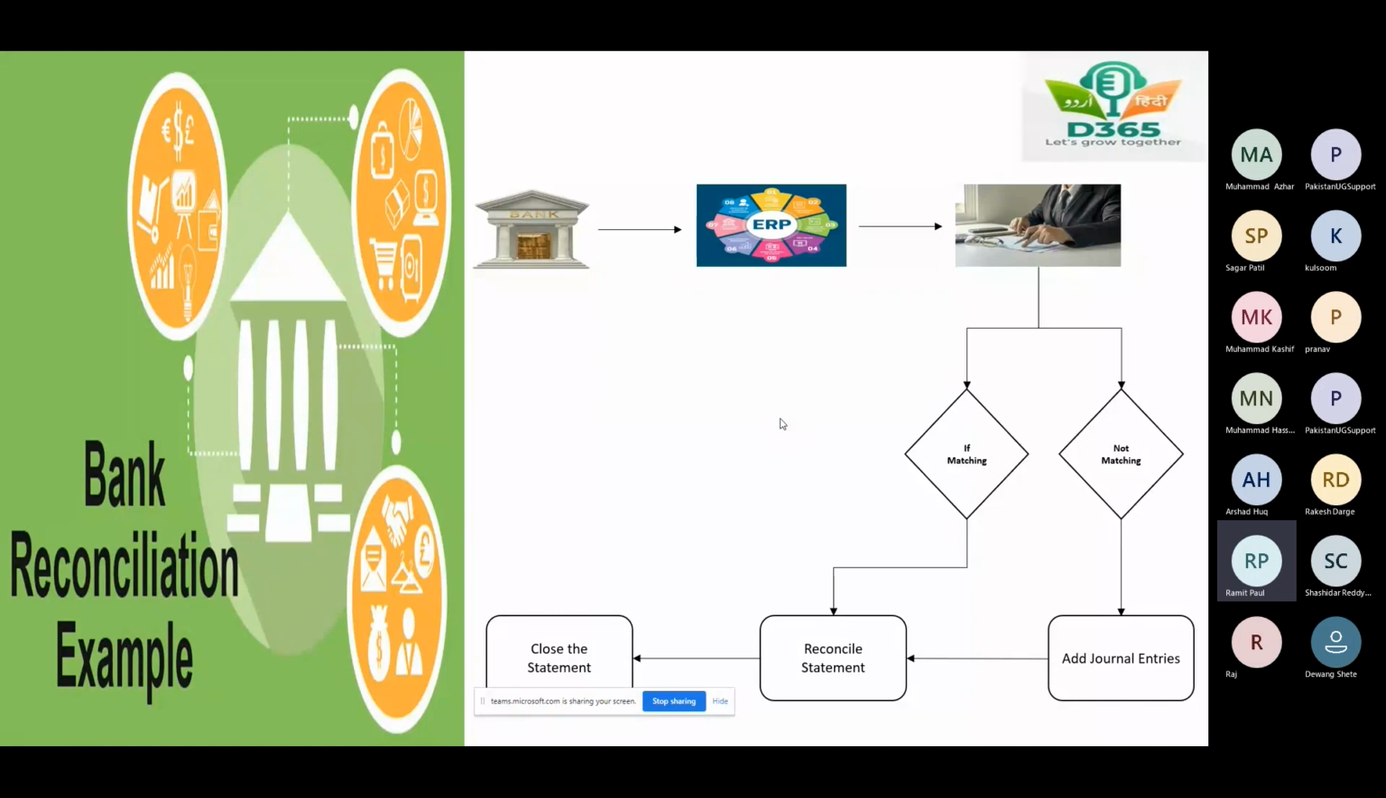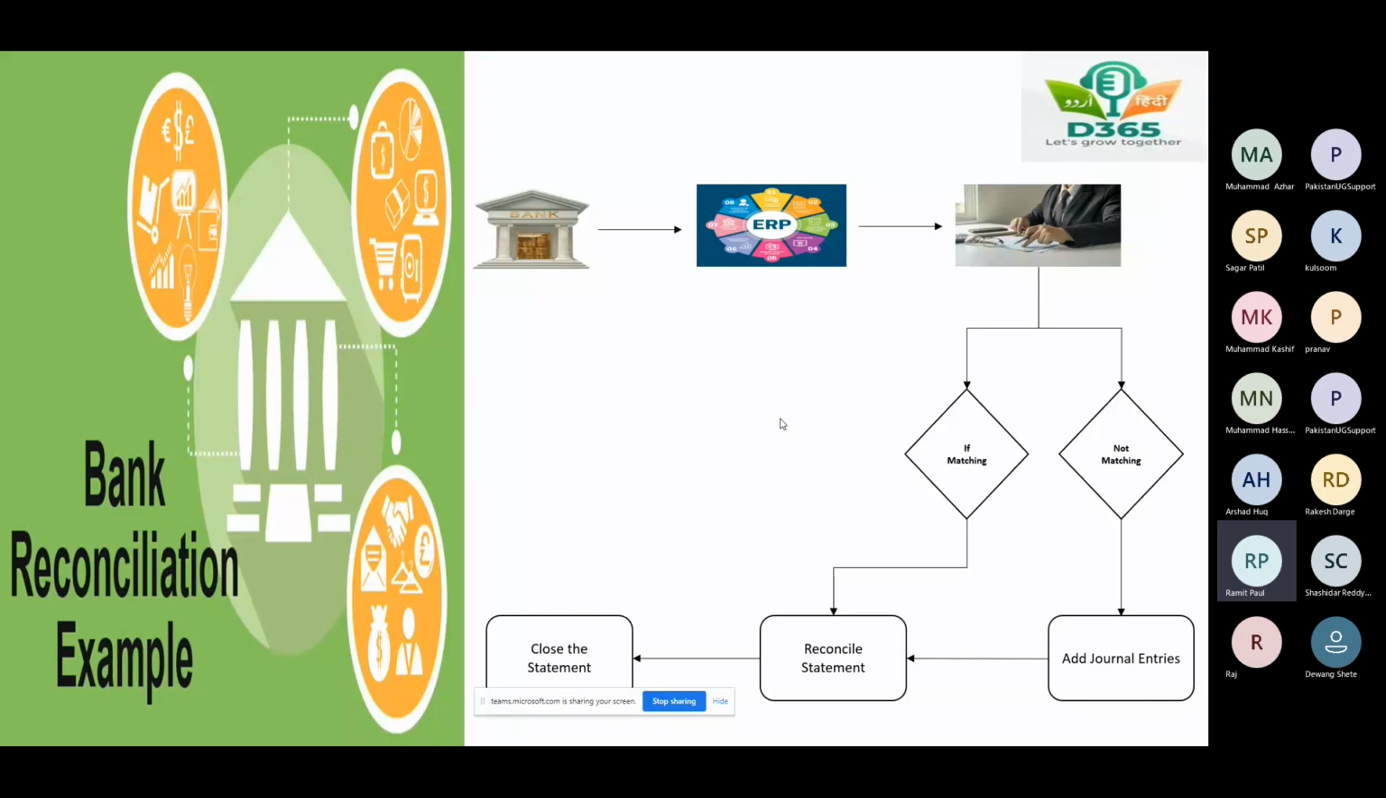In summary, the bank will send a file, your ERP system needs to read that file and fetch it into the system, and then if it matches with your bookings, you will reconcile in the system. If not matching, then you will post the entries and close the statement. So that is what the typical advanced bank reconciliation process looks like.